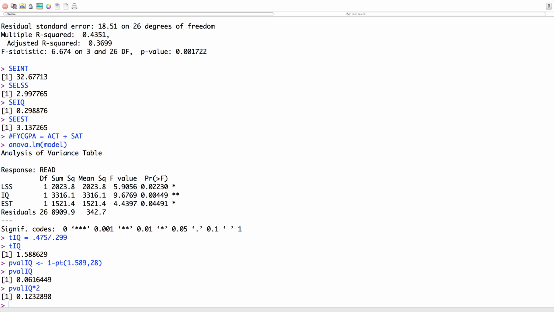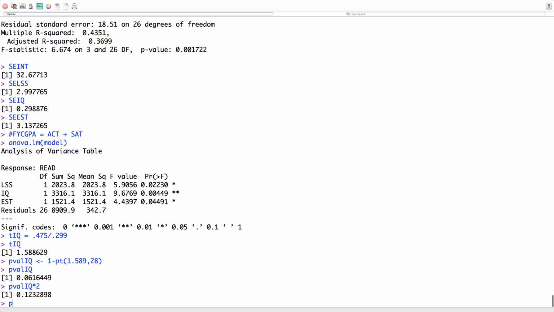Okay, let me think this one through, guys. So we have found a t-distribution, which is a chi-squared. Let's see. So we're actually going to need, so our p-value for IQ is actually going to have to be calculated this way. So we're going to have 2 times 1 minus PT 1.589, comma 26.